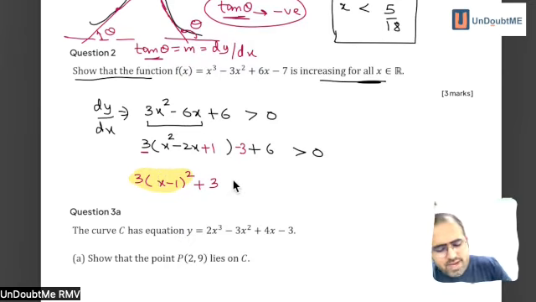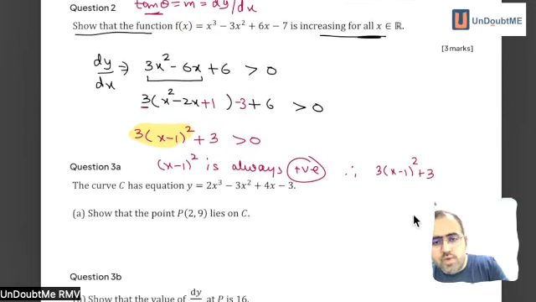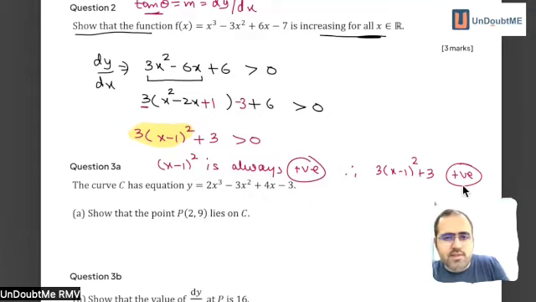So we have to just write this in the reasoning that x minus 1 square is always positive. Therefore, 3 times x minus 1 whole square plus 3 will be positive, and that's why it is always increasing for all values of x belonging to R?